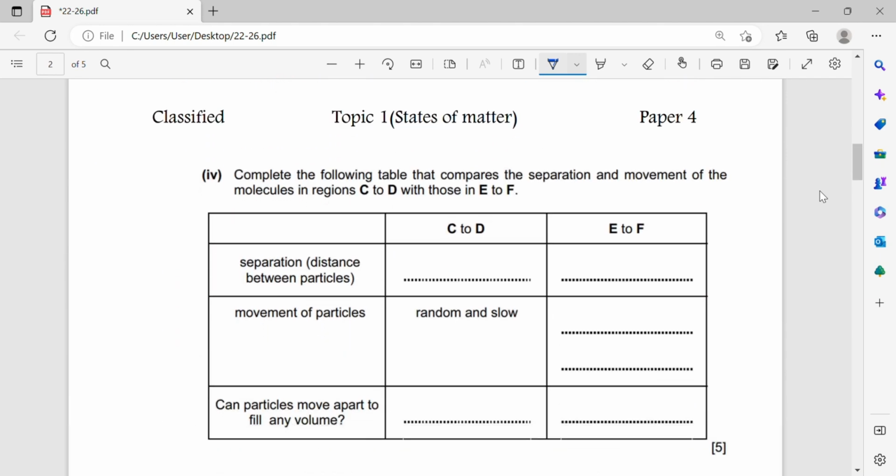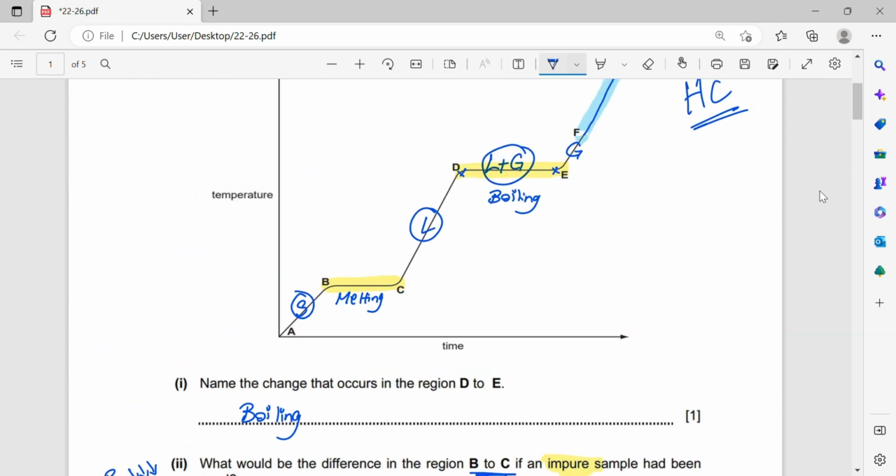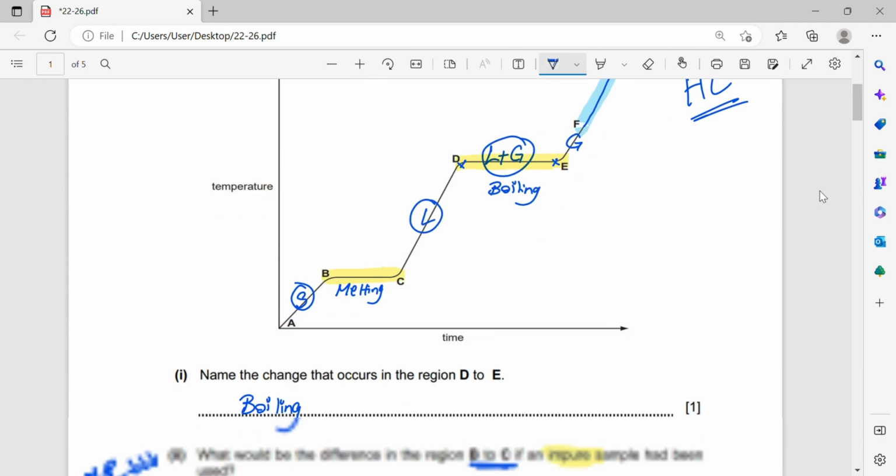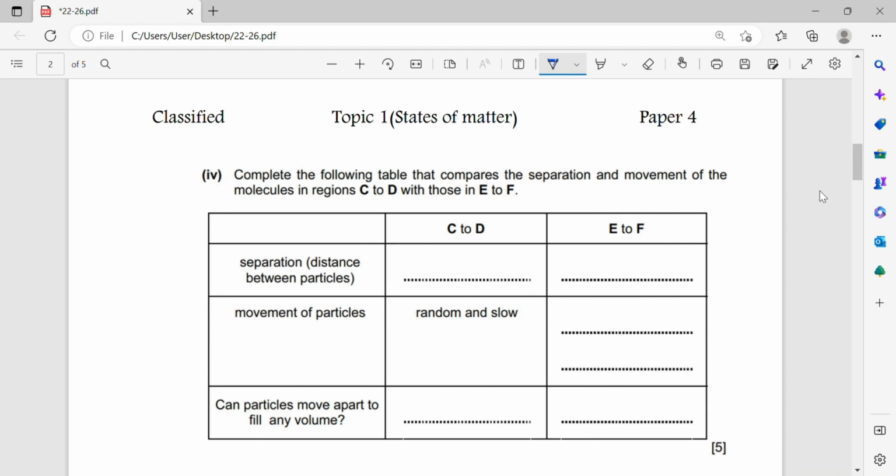Complete the following table that compares the separation and movement of the molecules in region C to D with those in E to F. Let's check C to D. C to D means what? C to D, you have the liquid. E to F, you have the gas. So C to D is the liquid. In other words, E to F, we have the gas.